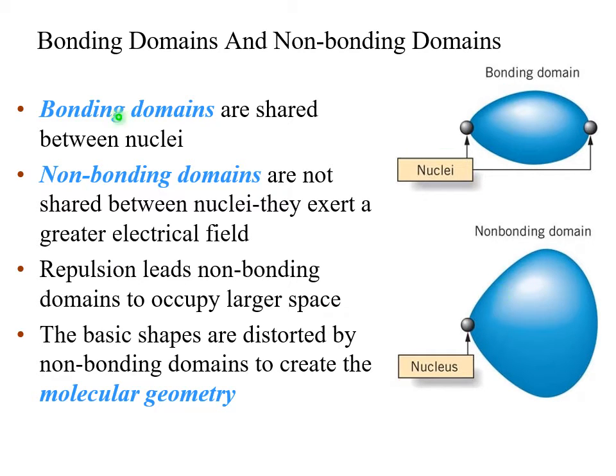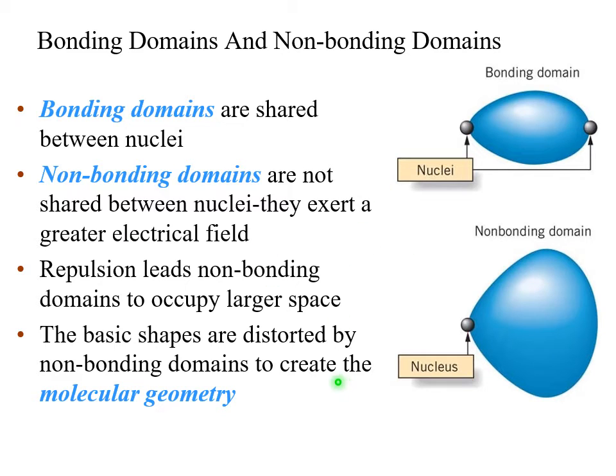Now, if a domain is between two atoms, so it's a chemical bond, a covalent chemical bond, we name it a bonding domain. If you have a lone pair or sometimes a single unpaired electron, it's a non-bonding domain.